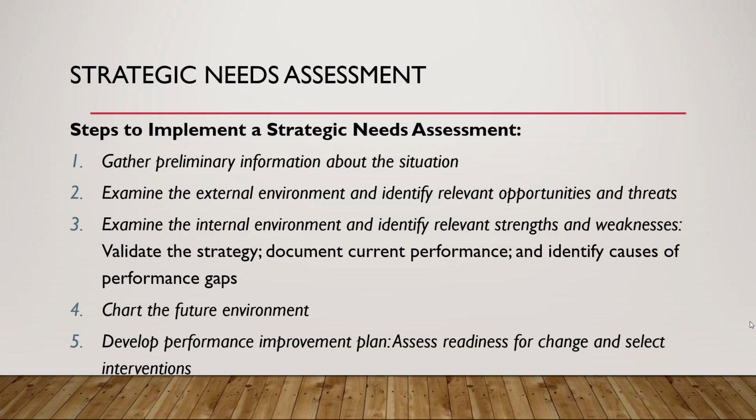As far as the steps, it's very basic still. We need to gather information, analyze it, and present it back in a report. But we have five components here. We have to gather the preliminary information. So what is it that people are saying? What does that point B look like? Is the organization upset because of industry changes, etc.? We have to examine the external environment and identify relevant opportunities and threats. So here's where we do a SWOT analysis, if you have ever heard about it: strengths, weaknesses, opportunities, and threats.